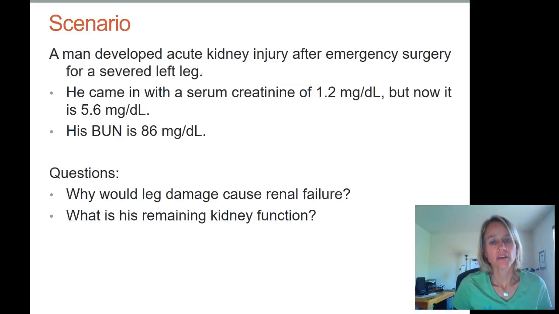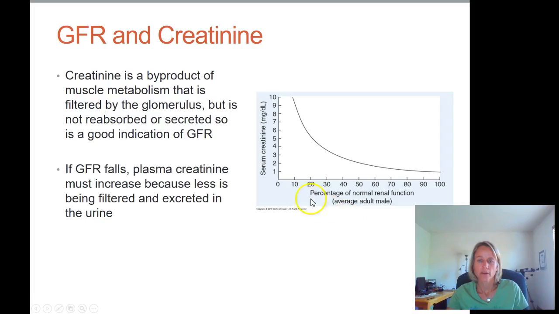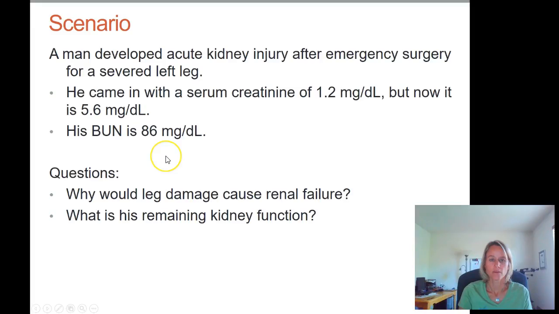And then in terms of what is his remaining kidney function, the best thing is to go look at that creatinine graph. I'm going to pause here and find it, and then I'll show you. Okay, so it said it was 1.2, so if we draw 1.2 out here, we see his percentage of normal function is 100%. It's normal. And now, though, it's 5.6. So we go to about 5.6 here, and we see he's at about 20%. 20% of normal functioning for an adult male. Okay, so that's the end of that scenario.